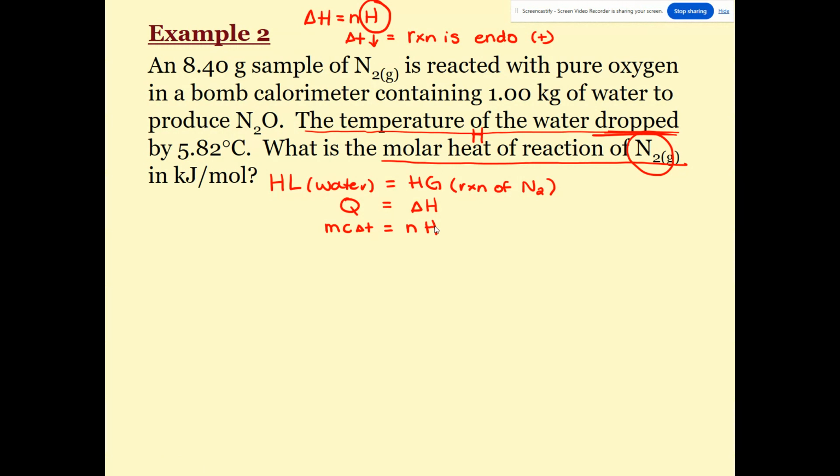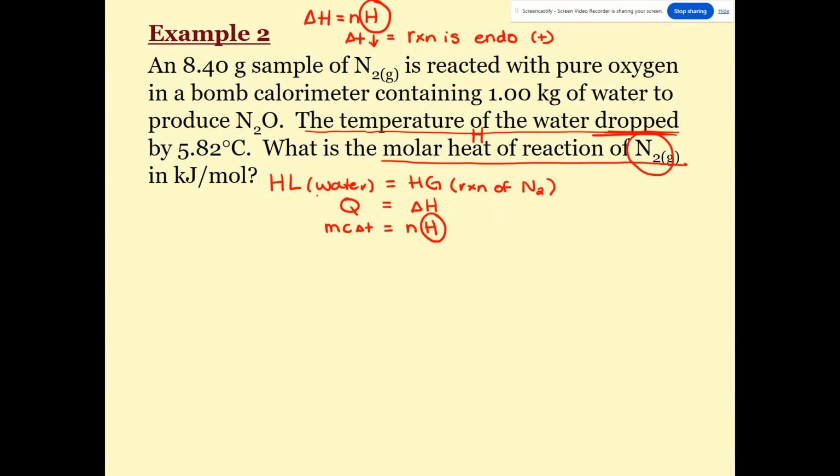My water side is going to be found with the Q formula, which is mcΔT, and my reaction side, I'm replacing delta H this time with how I'm going to solve for H, which is N times H. The reason I'm doing that is because I need to see H in my formula, because that's what I'm solving for.